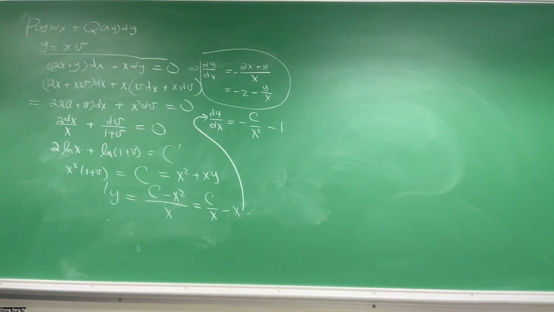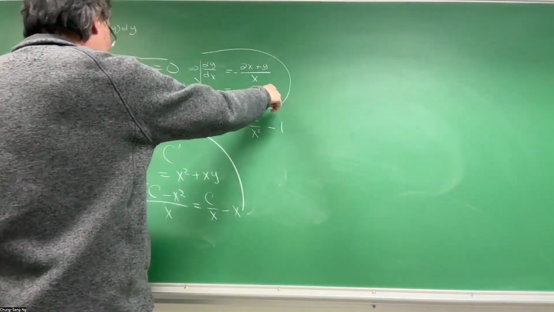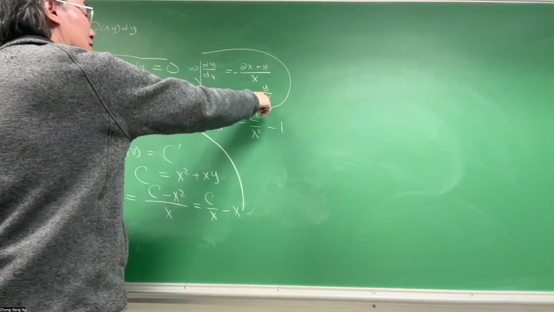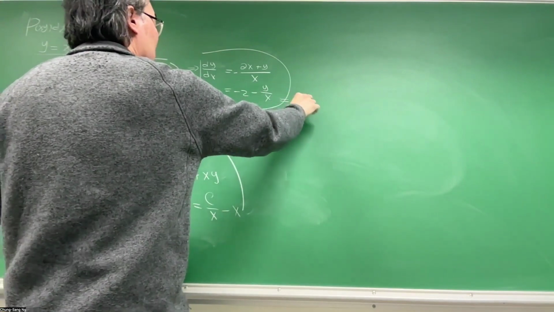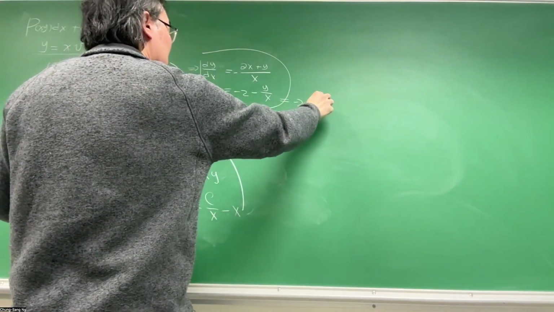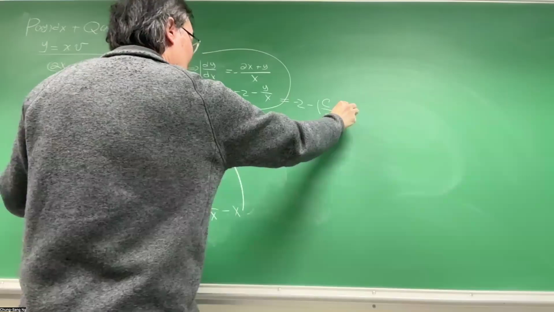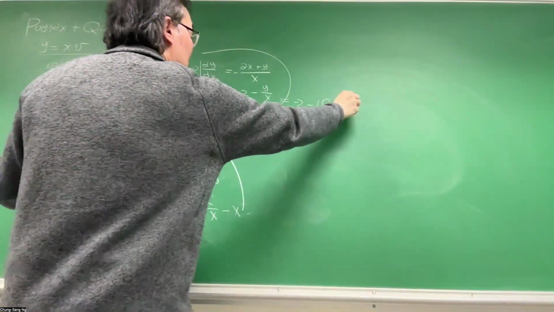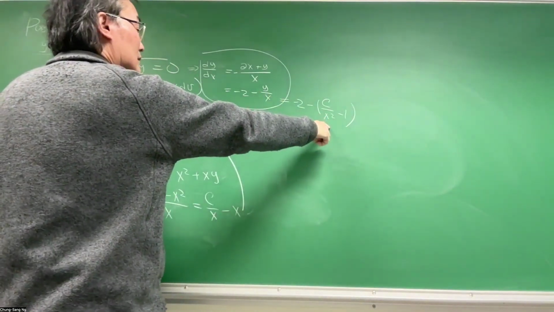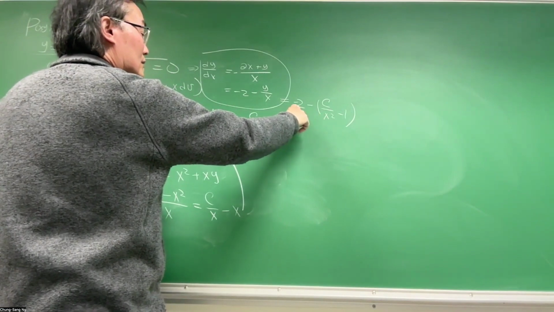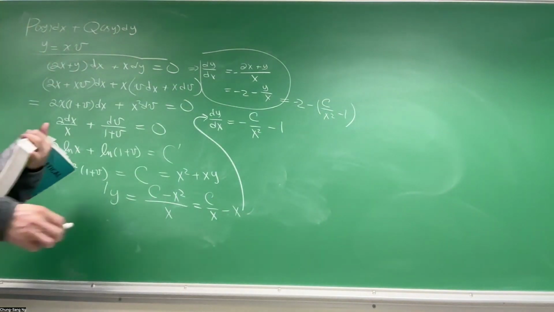And now you can check two ways. One, you can just substitute this solution into these terms and see if you get the same thing. That this equals minus 2 minus c over x squared minus 1. Right, that's y over x. Y is this one divided by x is this one. So that is equal to minus 1 minus c over x squared. So that's correct.